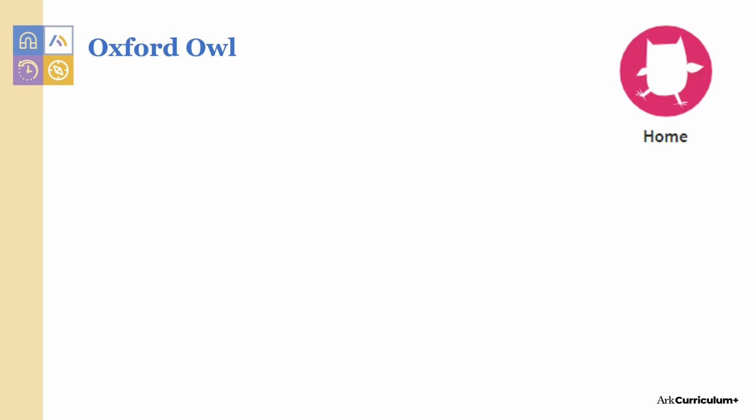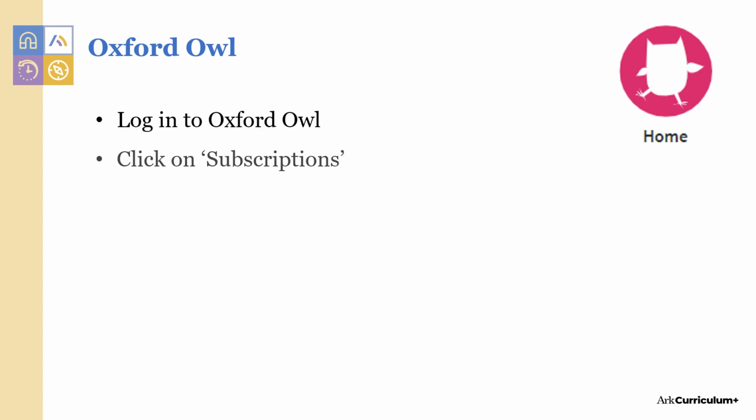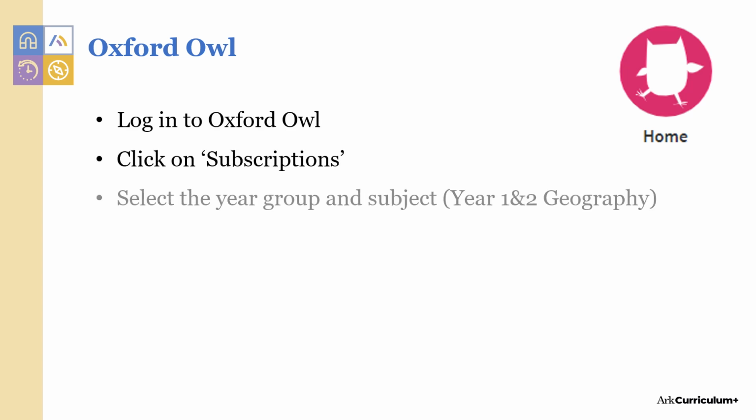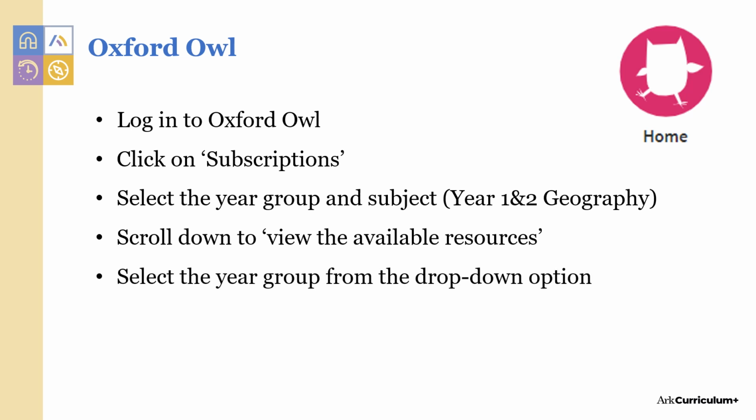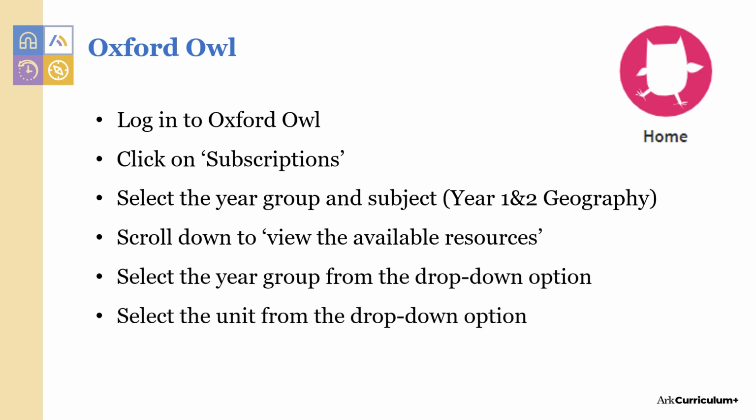To access the resources in Oxford OWL, you'll need to log in, click on Subscriptions, select the year group and subject, in this case Year 1 and 2 Geography, scroll down to View the available resources, select the year group from the drop-down option, select the unit from the drop-down option, and download the resources for each lesson.